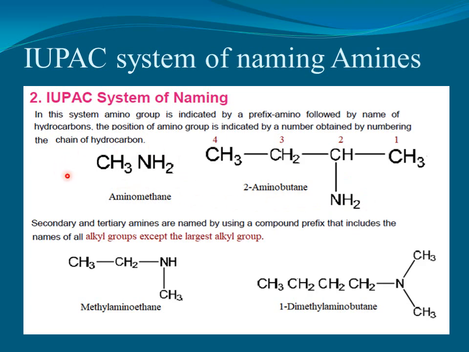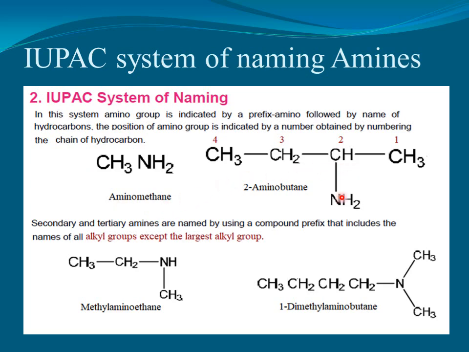Now students, look at the first example. You can see I have written aminomethane because we have to use amino as a prefix now. It should be written before the name of the hydrocarbon. The hydrocarbon chain in this compound comprises of only one carbon atom. That is why it is methane. So the name of this compound is aminomethane.